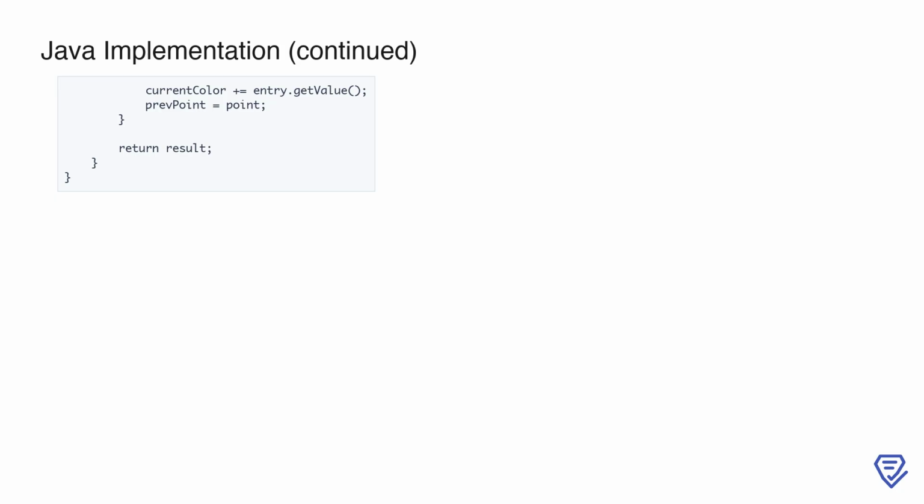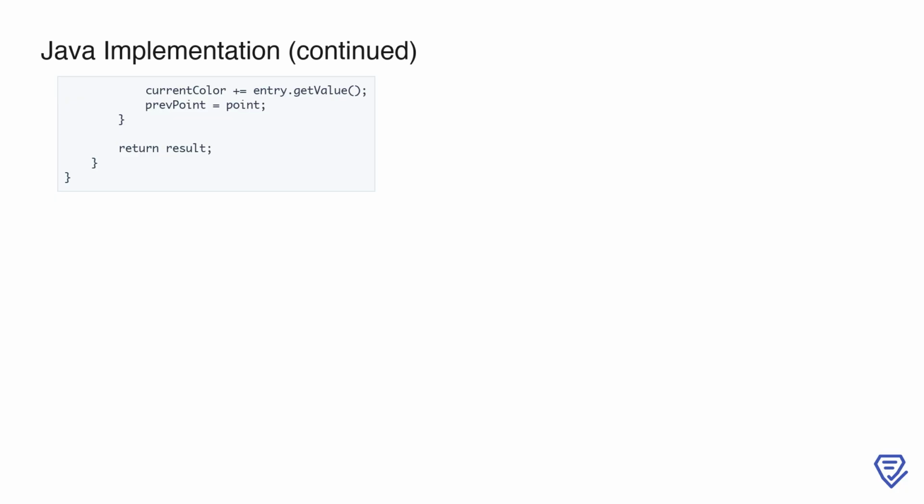Now, we iterate through the TreeMap entries, which represent the sorted points where changes occur. For each entry, we first check if the previous point is valid and the current color intensity is greater than 0. If so, we add a new segment from the previous point to the current point, including the accumulated color intensity. This ensures that we only include segments where the painting is visible. Next, we update the current color intensity by adding the value at the current point and set the previous point to the current point. Finally, after processing all the points, we return the result list, which contains the non-overlapping segments with their respective color intensities.